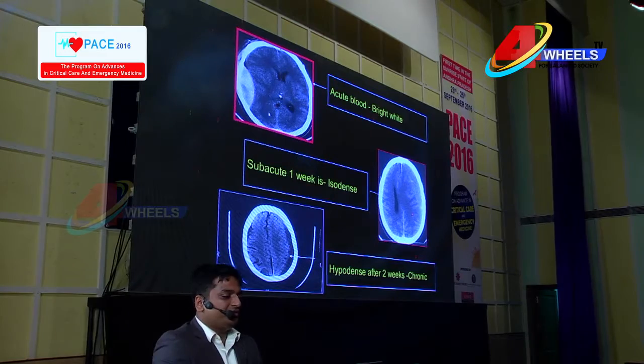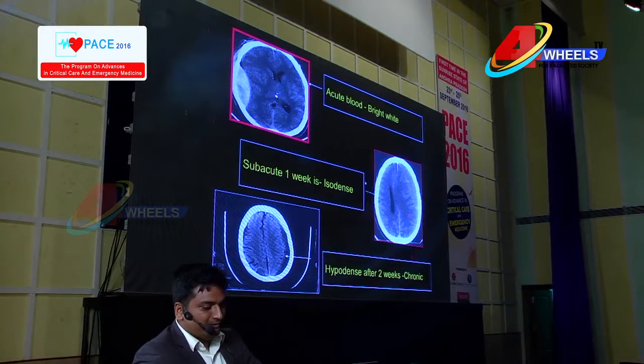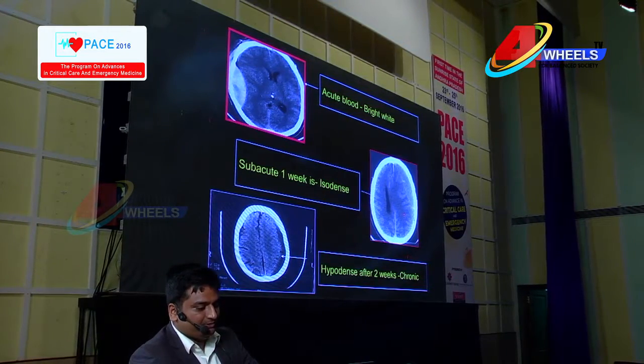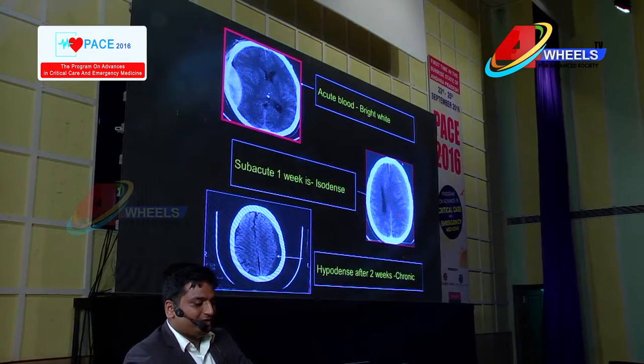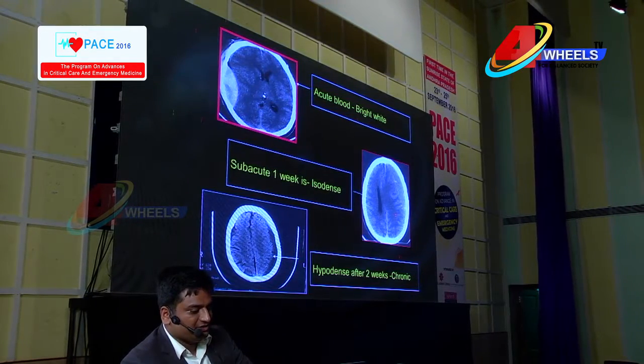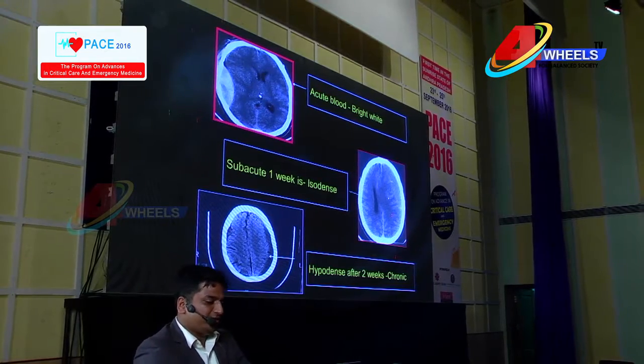This is because as the globulin molecule gets damaged, the whitish appearance will disappear and it becomes blacker. So this is your SDH. You can see the demarcation. This is your SDH, again causing mass effect and midline shift.